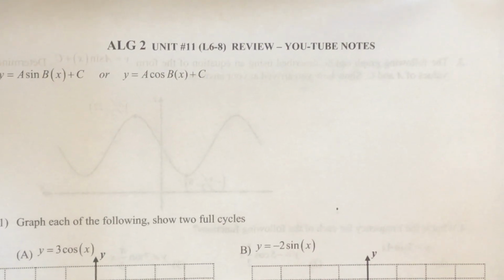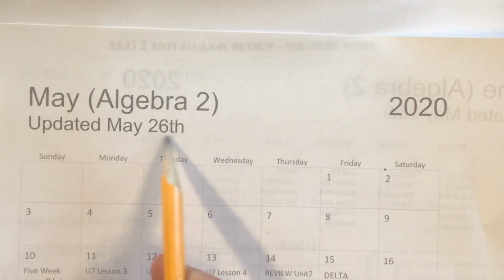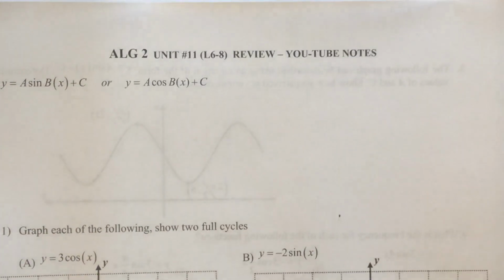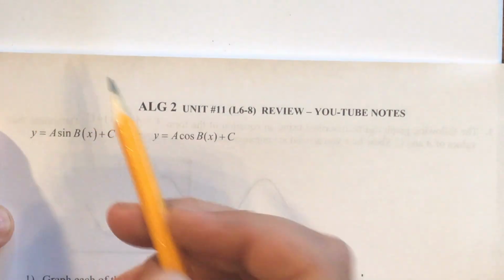Okay, Algebra 2. We've had so many calendars, but I'm on the most recent one, May 26th. I had to update it again. Should be the 29th of May, and we're going to review lessons 6, 7, and 8. And what were they all about? They were drawing the sine and cosine waves.